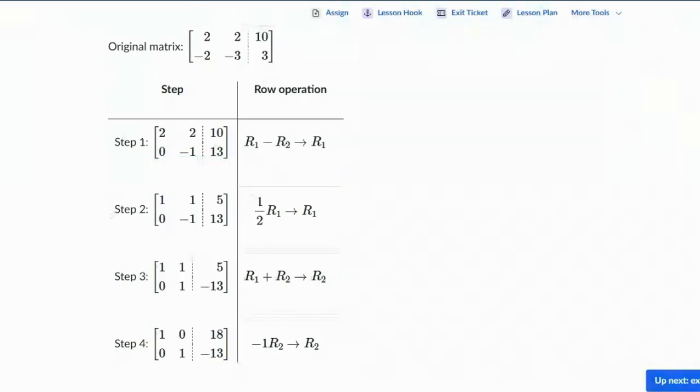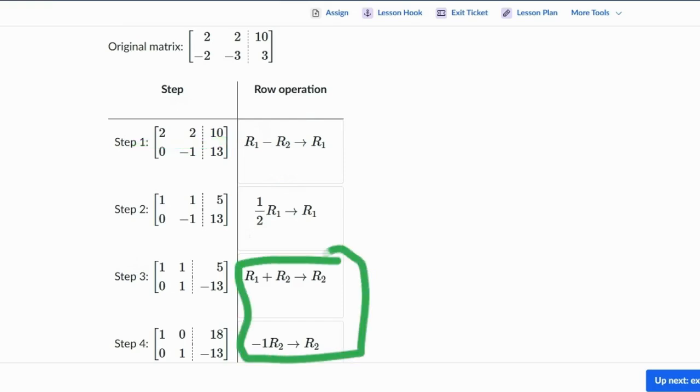Did we subtract the second row from the first row and make that the new first row? Did we take 1/2 of the first row and make that the new first row? None of these could be because we didn't change the first row. The first row is the same. So it has to be one of these two. Did we add the two rows together and make that the new second row? Or did we take negative 1 times the second row and make it the second row?